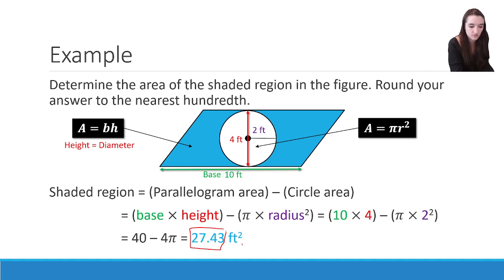So in the end, we get 27.43. But what's our unit? Our unit is feet squared, because this is feet, feet, feet. They're getting multiplied together because this is an area. We're looking for an area, so the unit better be a square unit. Square feet in this case.